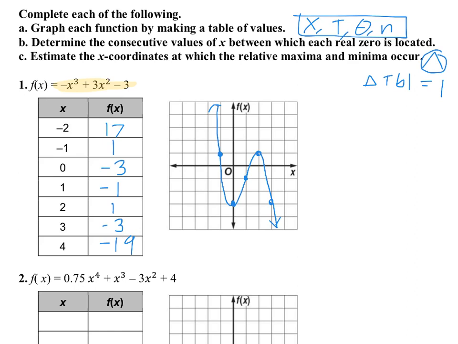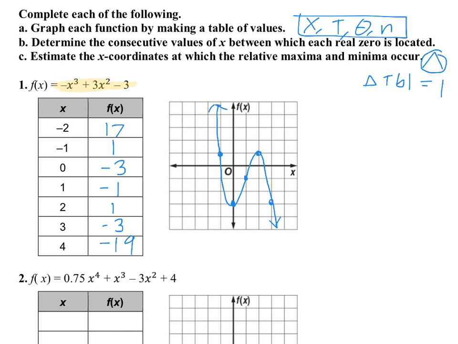And this makes sense because look at the degree. The degree is odd, so that means one side goes up and one side goes down. The leading coefficient is negative, so that means the right side goes down. The leading coefficient always tells you what the right side does.